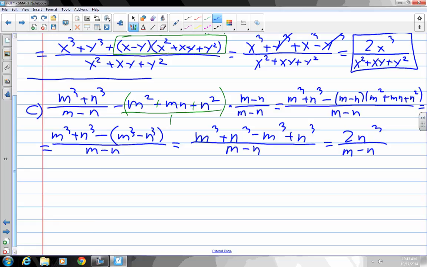Right, m cubed. Oh, it does matter. Whatever has opposite signs, that's the one you cancel.